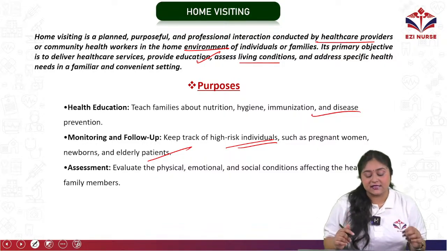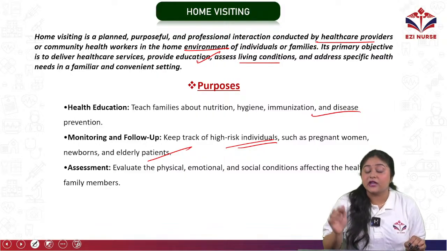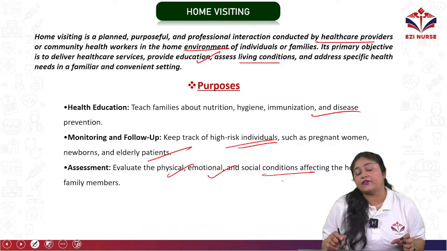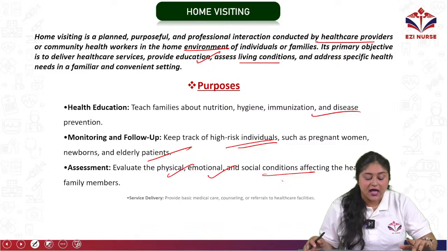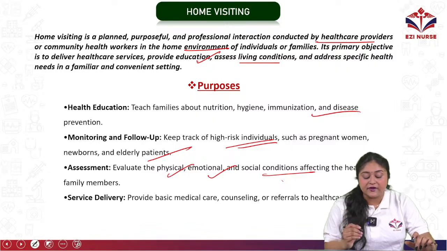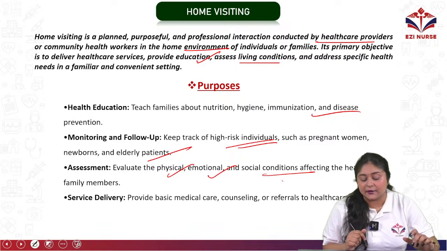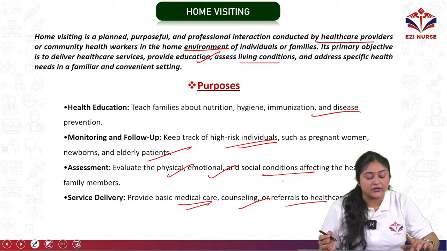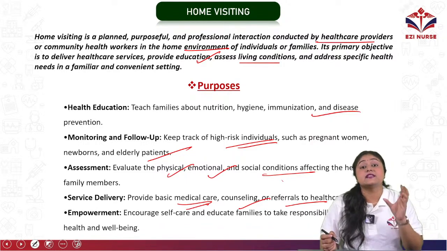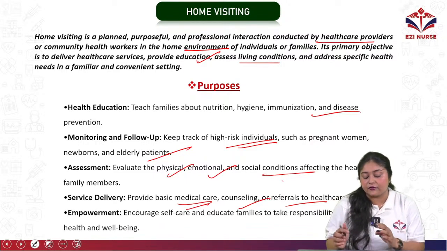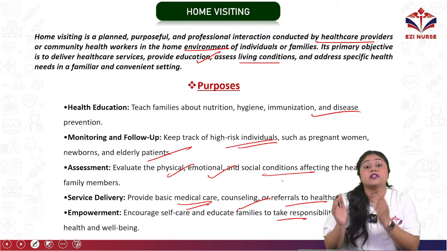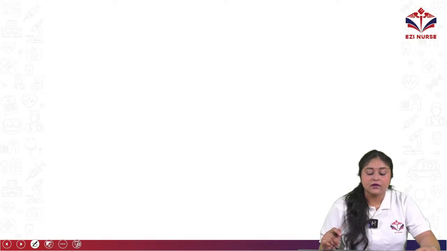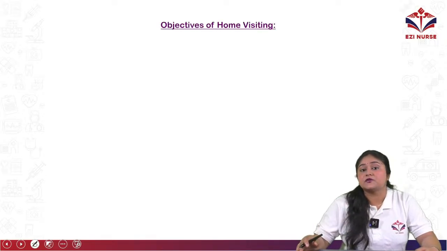Next one is assessment. Assessment is nothing but evaluating the physical, emotional and social conditions which mainly affect the health of the family members. Next one is service delivery. Service delivery is mainly basic medical care, counseling and referral services to healthcare settings. Next one is empowerment. Encourage self-care and educate the families to take responsibility for their own health as well as well-being.